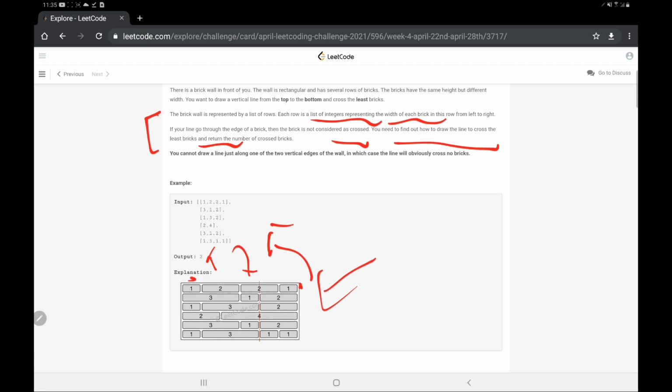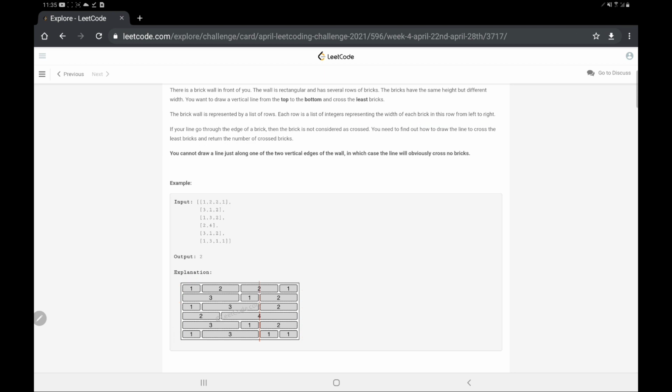Many of you would be hoping for the edge of the wall as a solution, but that's not the case over here. We have to look inside the wall only, not the outskirts. You cannot draw a line, in which case it would obviously cross no bricks. So at least one would be the answer that we would be passing over as a solution. I hope that's clear.